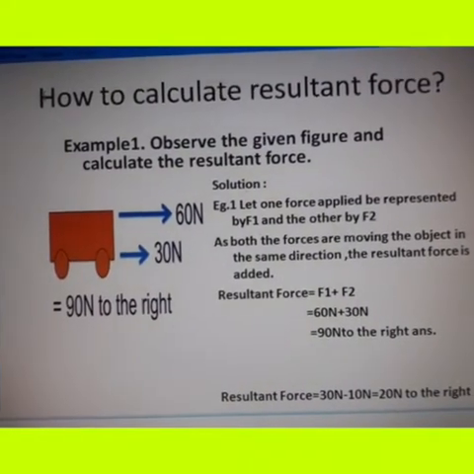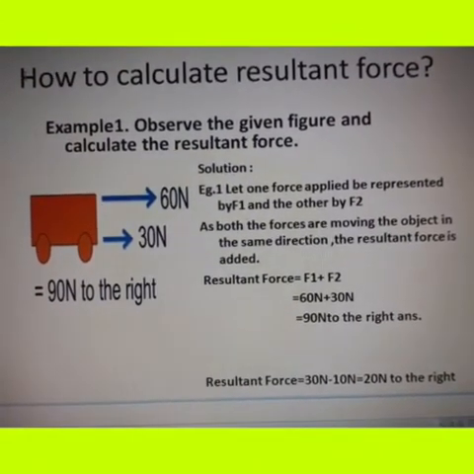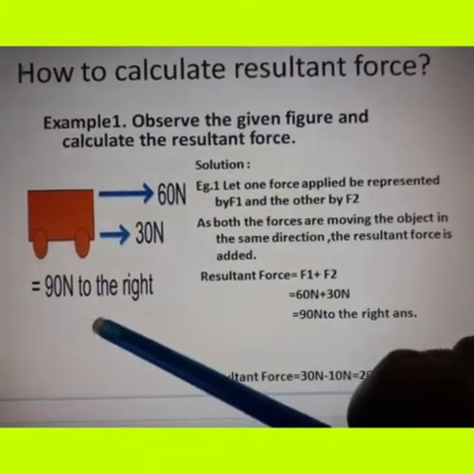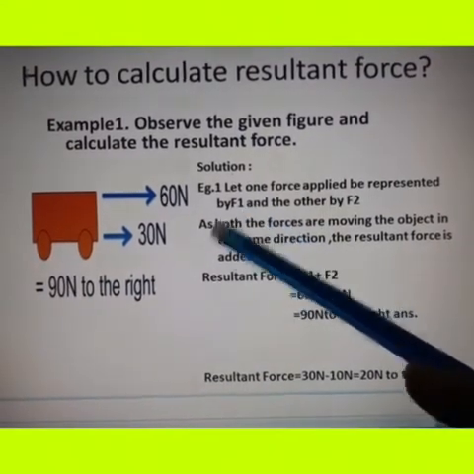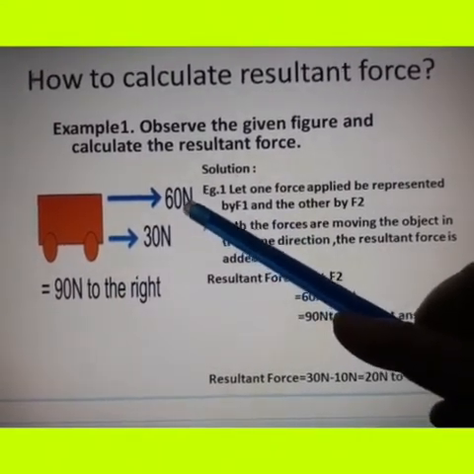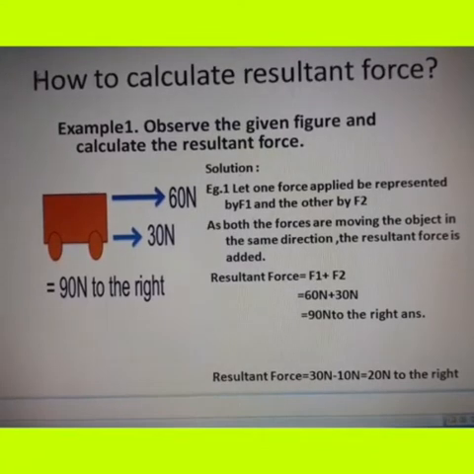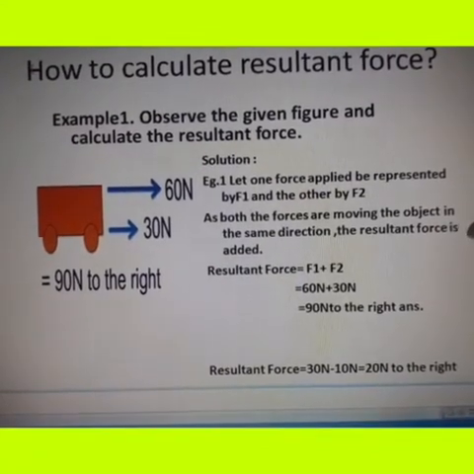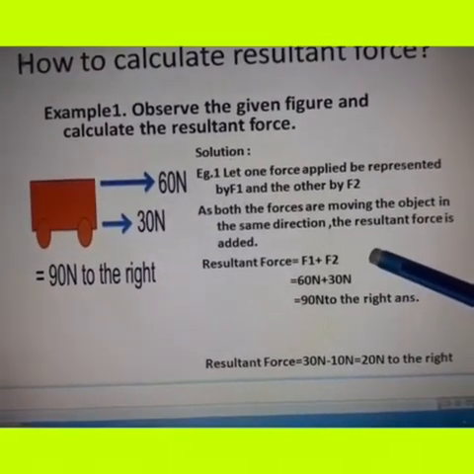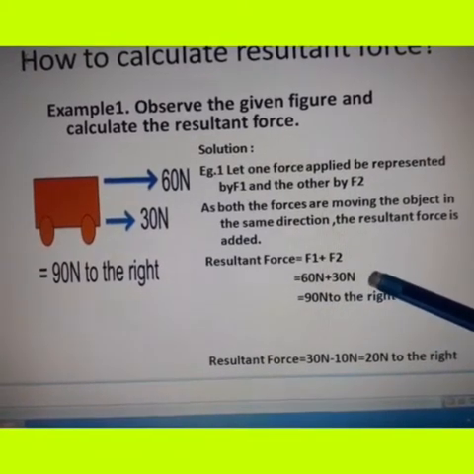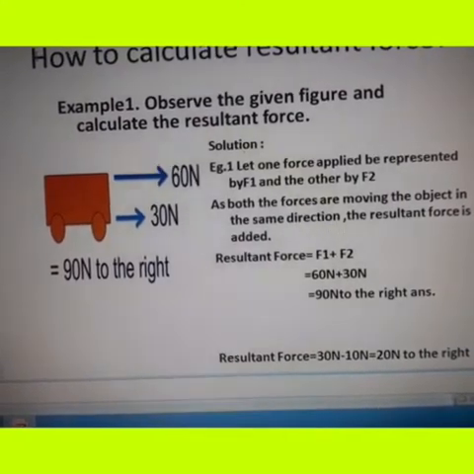Let us look at another example to calculate the resultant force. Let force A applied on the vehicle be denoted by F1, which is equal to 60 newtons in magnitude, and F2 is 30 newtons. As both the forces are moving the object in the same direction, the resultant force is added. Resultant force is equal to F1 plus F2, that is 60 newtons plus 30 newtons, which is 90 newtons to the right direction.